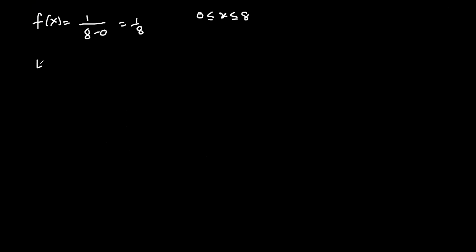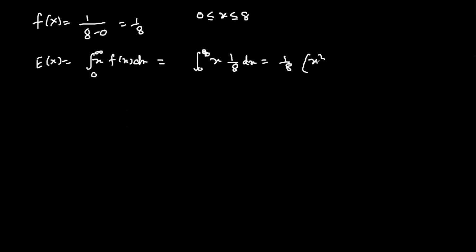Okay. So first we find Ex. Ex is x into Fx from 0 to 8. Sorry, 0 to 8. This is 8. Fx is 1 over 8. Integration of x is x square over 2. 64. 64, how? 8 square, right?